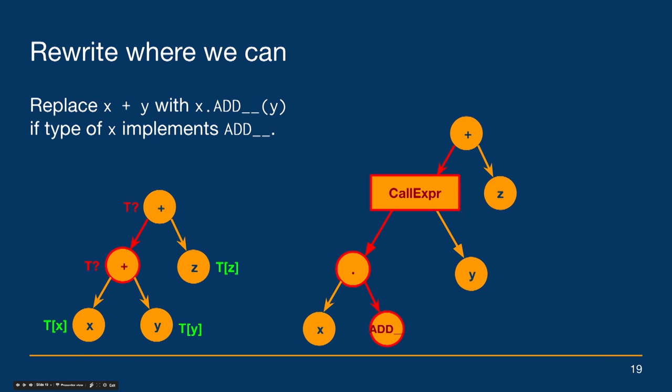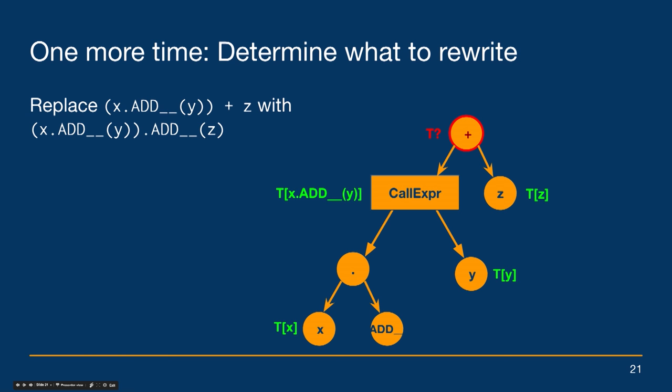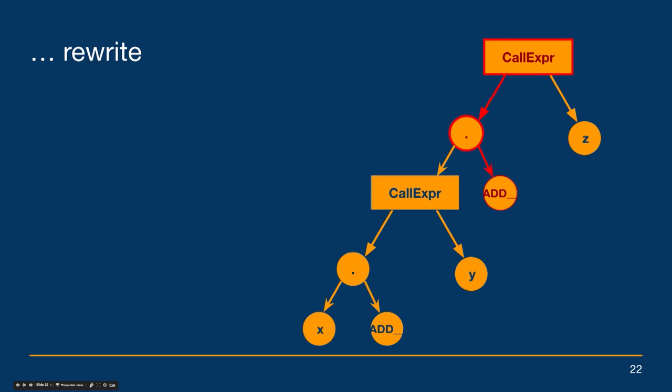In our example, we will end up with a method call instead of the first addition and the new modified syntax tree that we see on the right-hand side. Now we're turning the crank again for a second round of type checking. And at this point, we have more success, and only one type is missing. Again, we assume that the missing type is due to the fact that we didn't rewrite the binary addition. So let's determine again what there is to rewrite, and then rewrite once more. This leaves us with a final tree that has all the additions replaced with method calls.